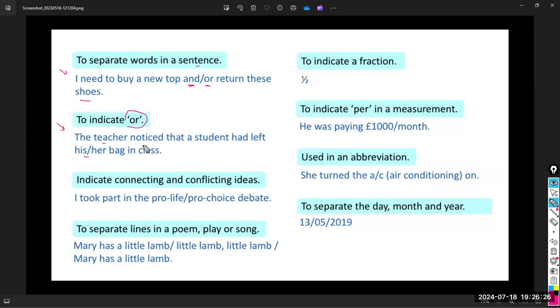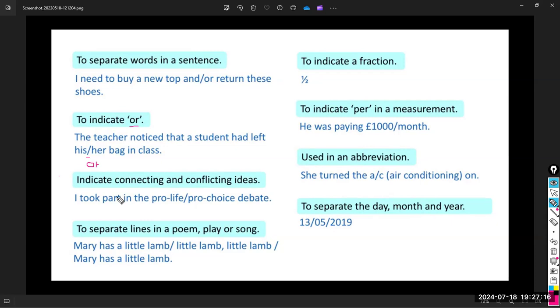The example is: the teacher noticed that a student had left his/her bag in the class. Notice that in writing, you have to write slash, but in speaking, you have to say what? Or. Exactly. And you know what? If you want to write or instead of slash, this is correct. This is not wrong. But sometimes I have to be an academic student in writing, so this is why I use slash. Both are correct. No one can deny that one is wrong. But just to show the reader that you know how to use the punctuation marks, you use slash.